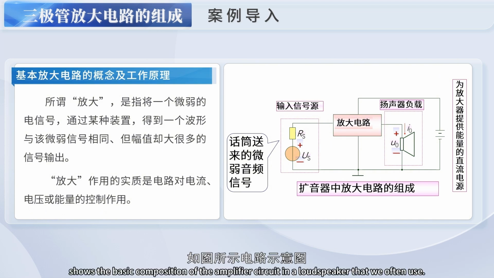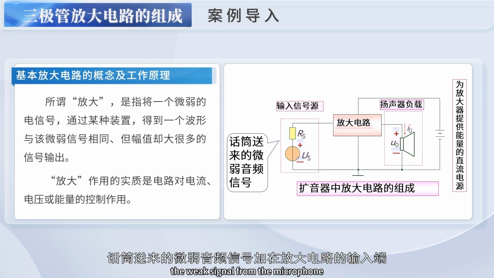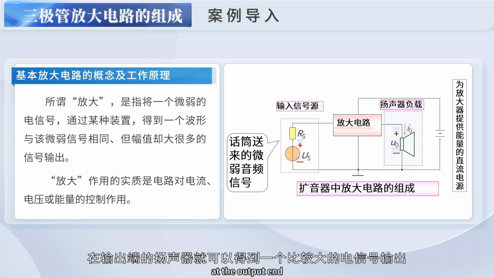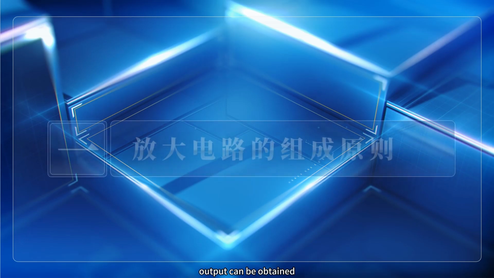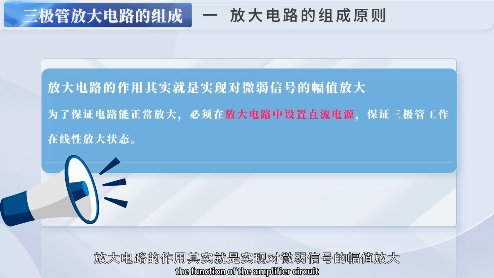As shown in the figure, this is the basic composition of the amplifier circuit in a loudspeaker that we often use. As we can see from the figure, the weak signal from the microphone is added to the input of the amplifier circuit in the speaker. At the output end, a relatively large electrical signal output can be obtained. The function of the amplifier circuit is to amplify the amplitude of weak signals.